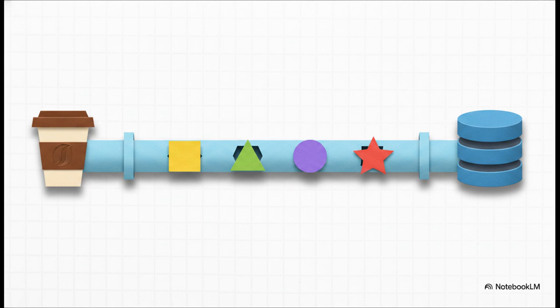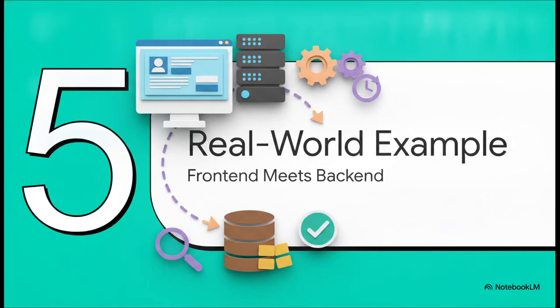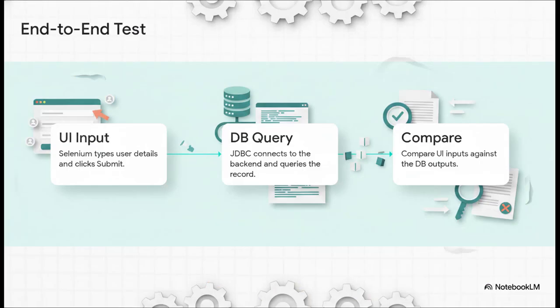Section 5. The real-world example. Front-end meets back-end. Let's see how this builds into a complete end-to-end automated test. Step 1. Your Selenium Java code opens the browser, types a new user's details into the registration UI, and clicks Submit. Step 2. In that exact same Java script, JDBC quietly connects to the backend MySQL database and executes a select query for that new user.